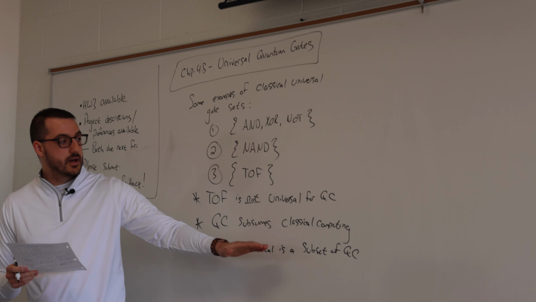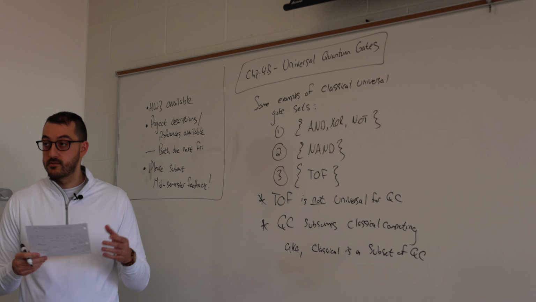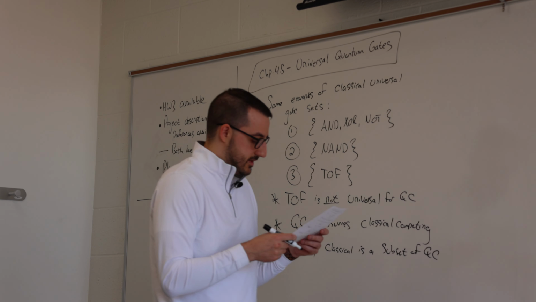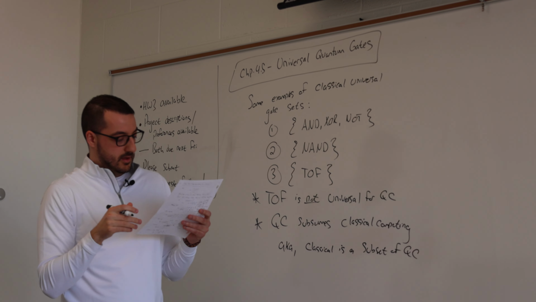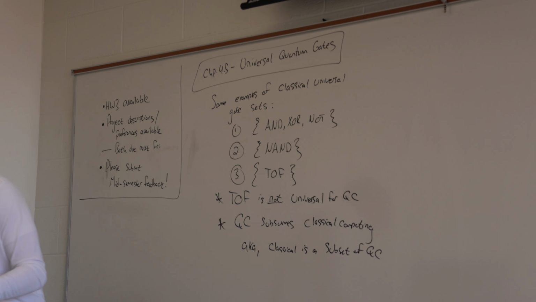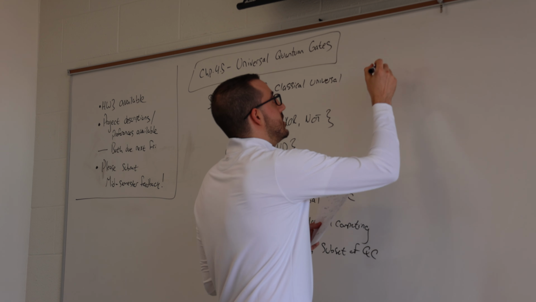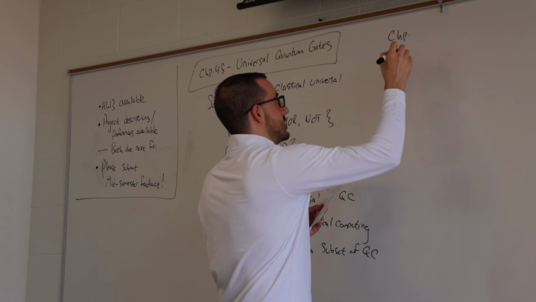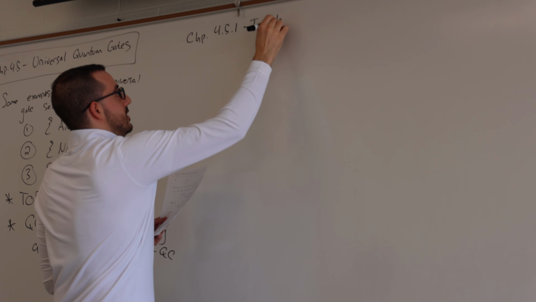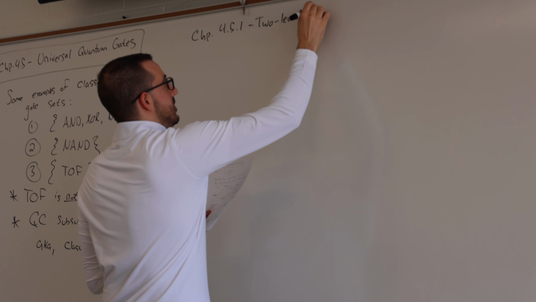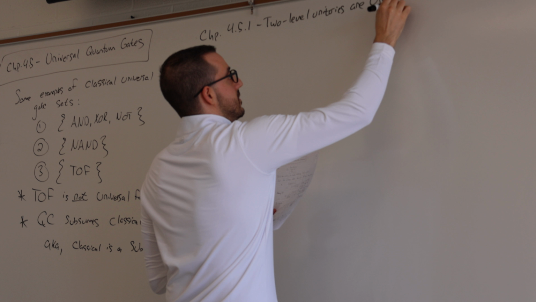So we're going to have some quantum gates that are universal, though, right? We love universal gates. We can do anything with them, and that's why we love them. So what we're going to show, in chapter 4.5.1, the first thing is that so-called two-level unitaries are universal. So 4.5.1, two-level unitaries are universal.